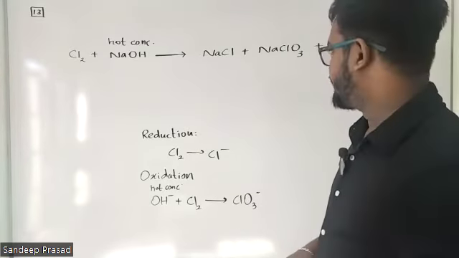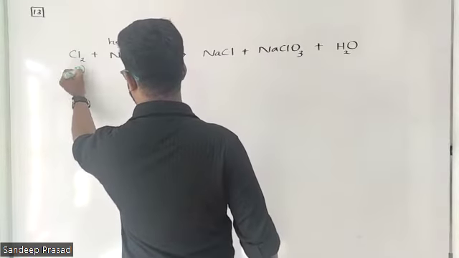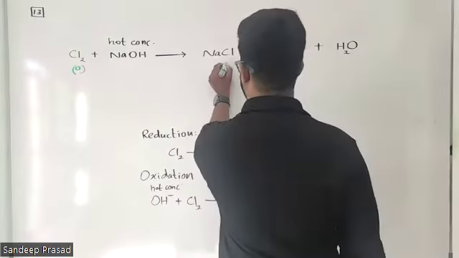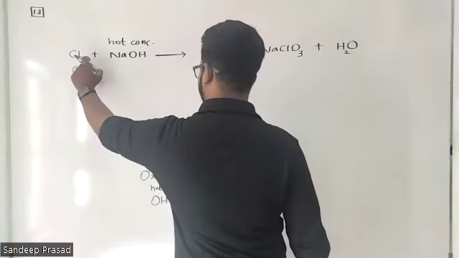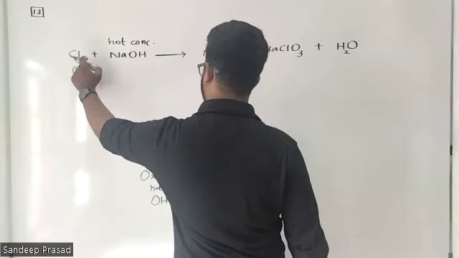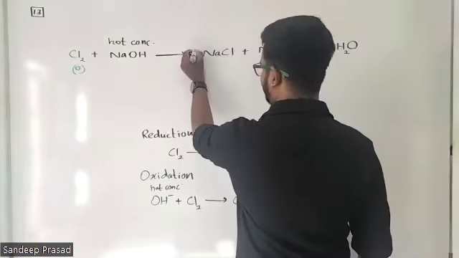Students, you can see that this is a disproportionation reaction. Chlorine is 0 here, and here chlorine is minus 1. Be careful. Here we have chlorine with 2 chlorine atoms in this molecule. Here we have only 1. Therefore, let me put here 2.